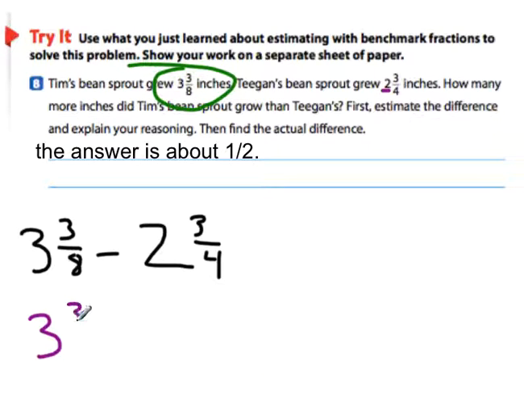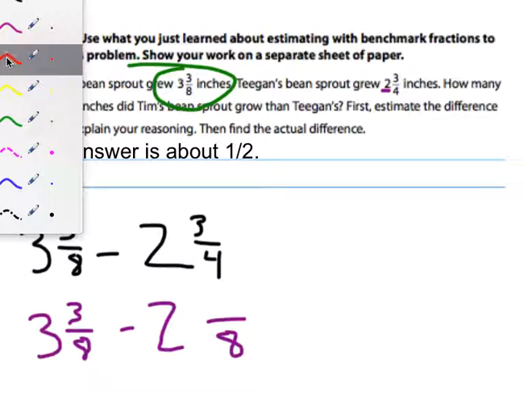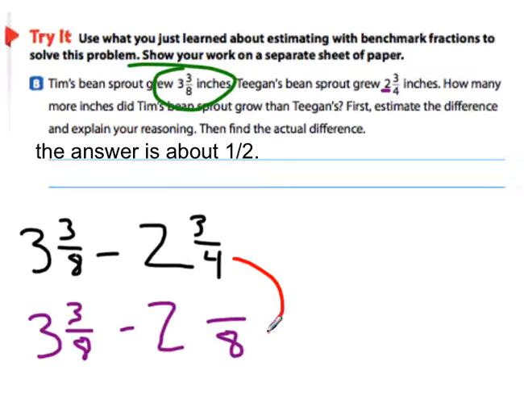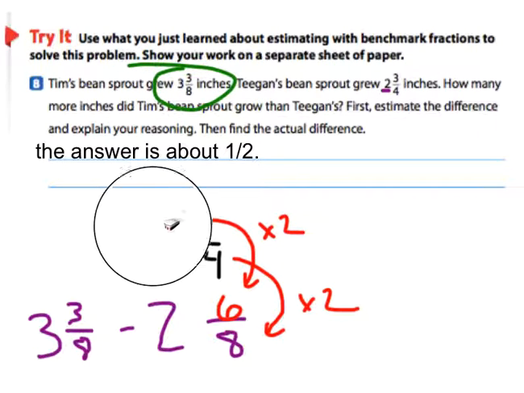3 3/8 minus 2. We need a common denominator between 8 and 4, and that's 8. So then we have to ask ourselves, well, what did we do to the denominator? How did 4 become 8? We multiplied it by 2. So we'll do the same to the denominator that we did to the numerator. What you do to the bottom, you do to the top. 3 times 2 is 6. Now we've got it written as an expression that has a common denominator, and that's going to be ever so helpful.